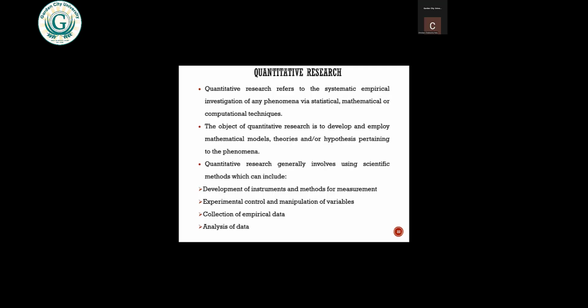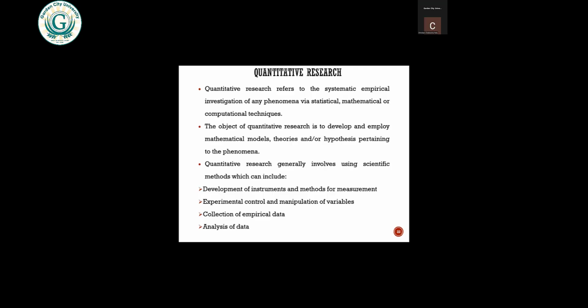And then quantitative research generally involves using scientific methods, which can include the development of instruments or methods for measurement. The instrument you are developing can be a questionnaire. Methods for measurement: if you are measuring pregnancy, you'll be using what? The RDT, the pregnancy test kit. If you are measuring anemia, that means you would have to determine the hemoglobin level and know how to classify them as either anemic or not anemic.